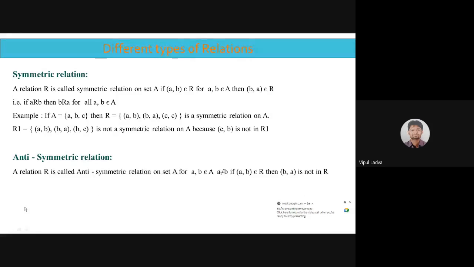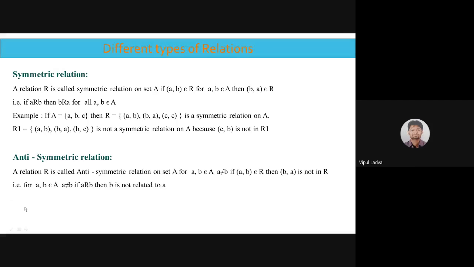So let me give you the definition of anti-symmetric. A relation R is called anti-symmetric relation on set A if, for A, B belonging to set A with A not equal to B, we are in need of two different elements from set A, and there is absence of the reverse element of that particular pair. Then such relation is known as anti-symmetric relation. Look, here we are not talking about A comma A. We are not talking about B comma B. But if A comma B is there, then B comma A must not be the part of that relation, and such relation is known as anti-symmetric relation.